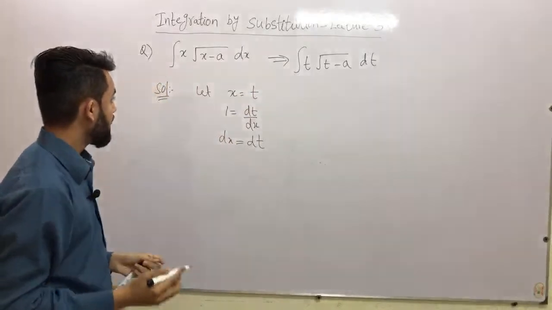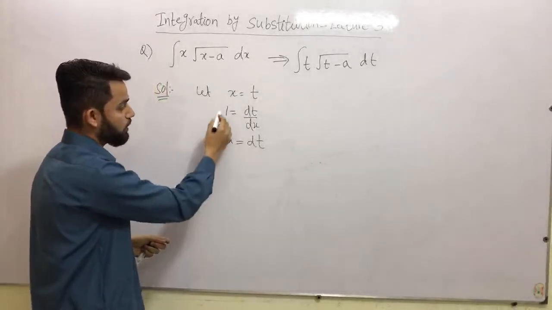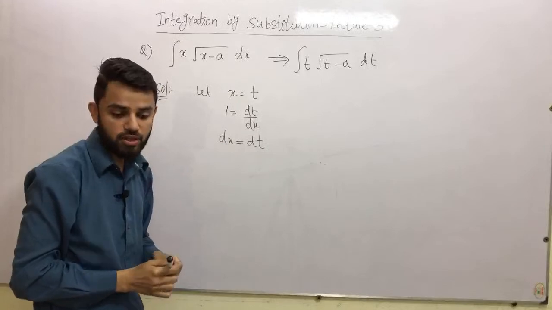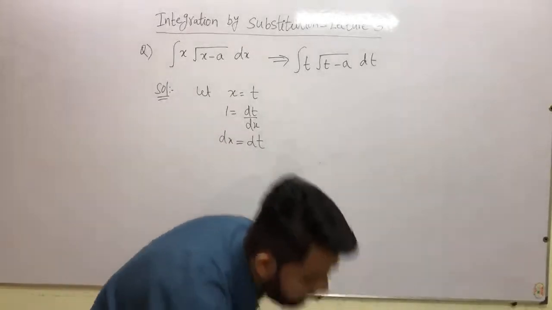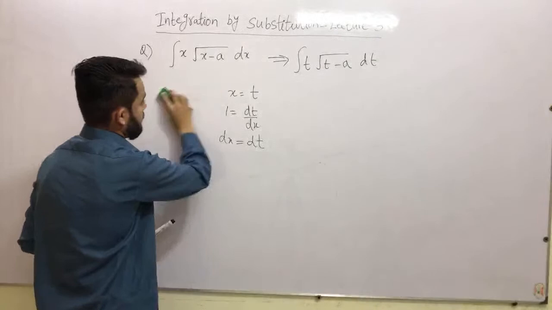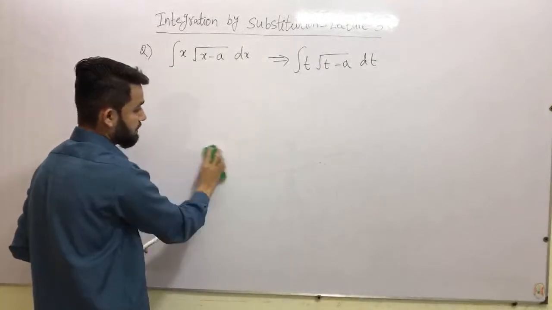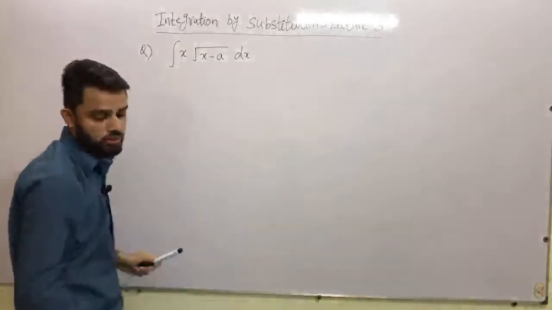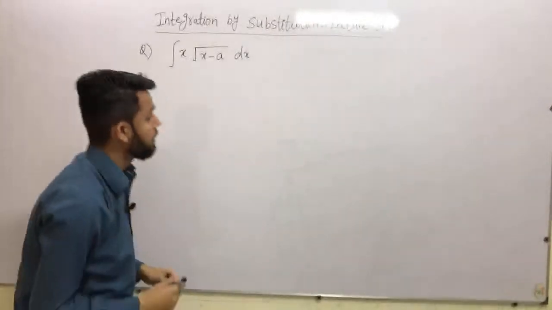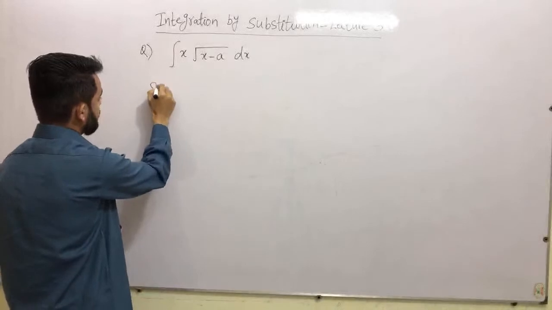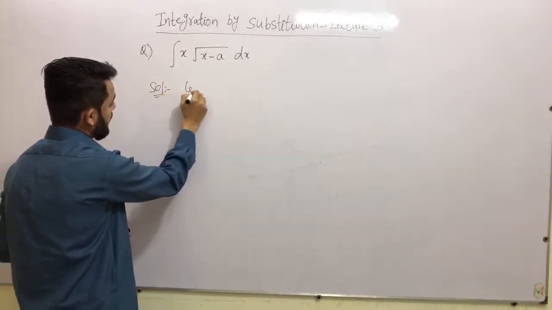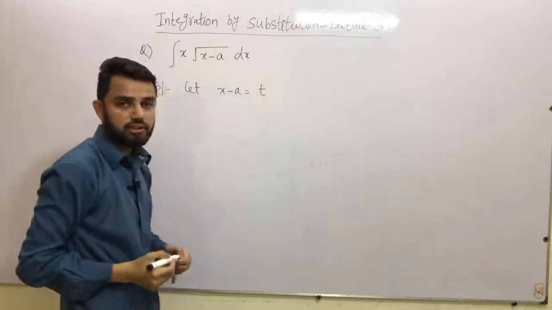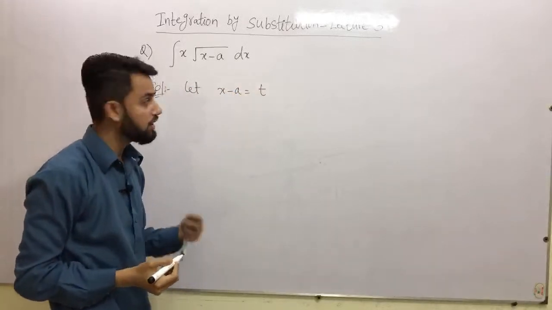So what do we have to do now? It means that we have to change the substitution, right? I hope you are getting the concept and you know how we are going to take the substitution. Now let x minus a be equals to t, right? x minus a is equals to t.